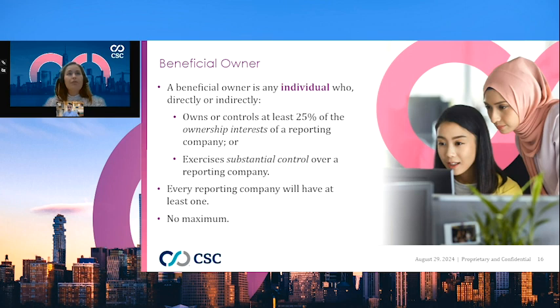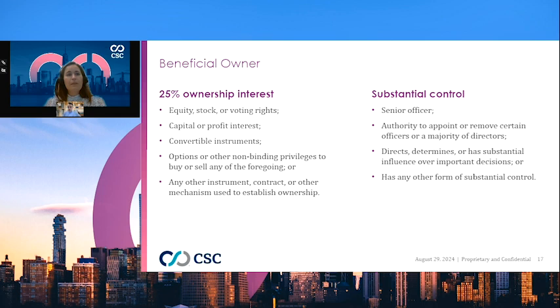Finally, every reporting company must report at least one beneficial owner, but there is no maximum number of possible beneficial owners. Beneficial owners are always individuals, and there are two types. One, individuals who directly or indirectly own or control at least 25% of the ownership interests of the reporting company, and two, individuals who exercise substantial control over the reporting company. Reporting companies are required to report all individuals who meet the ownership test and all individuals who exercise substantial control.